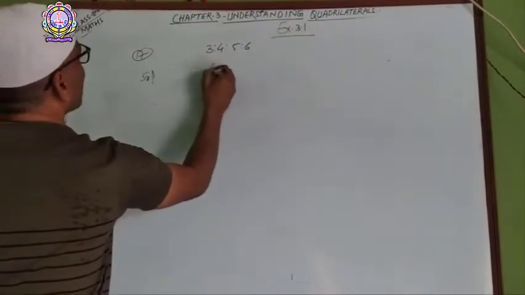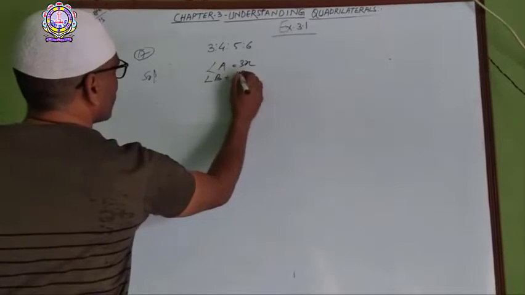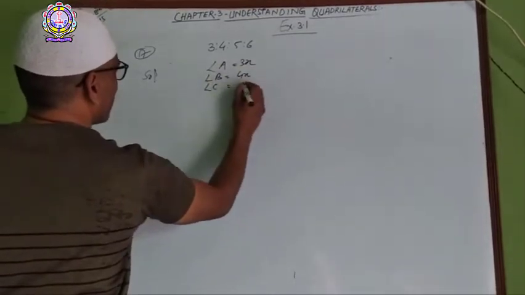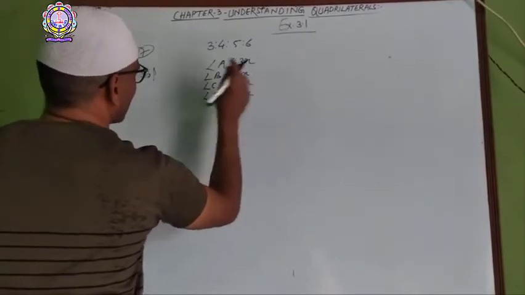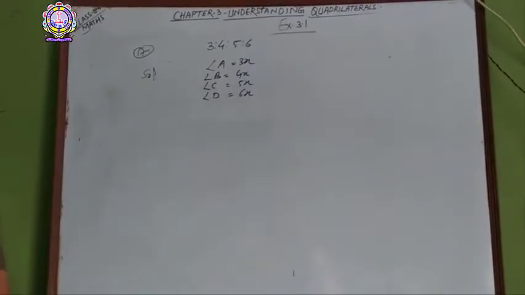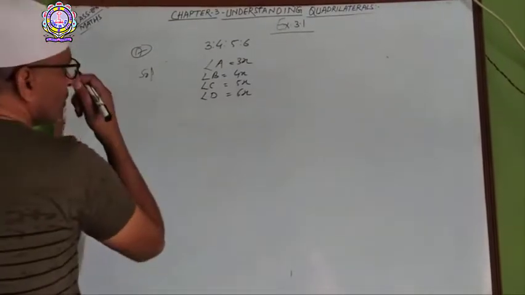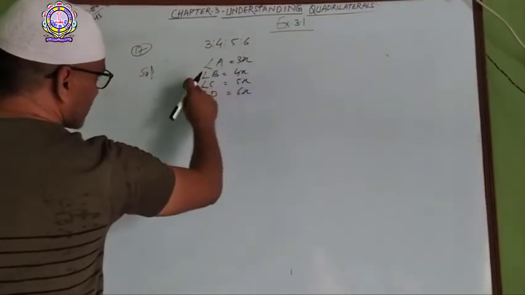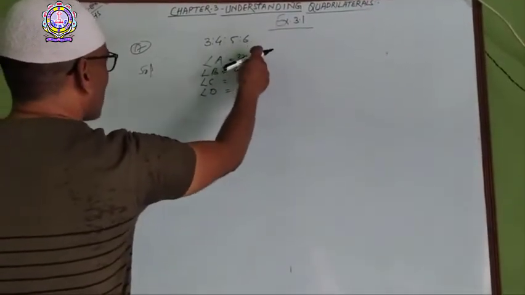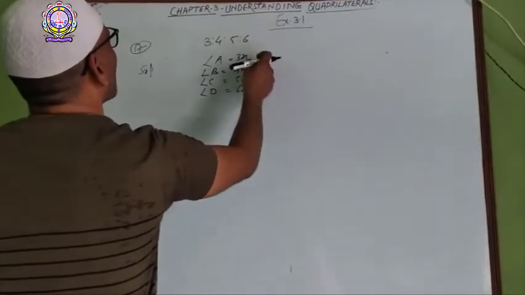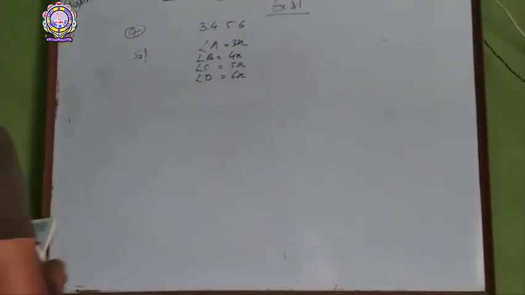Solution. Therefore, angle A will be equal to 3x, angle B is equal to 4x, angle C will be equal to 5x, and angle D is equal to 6x. If we consider A, B, C, D as the vertices of a quadrilateral, therefore angle A will be 3x, B is equal to 4x, C is equal to 5x, and D is equal to 6x. You can multiply a common factor of x to break this ratio. Okay. Now we find each angle.